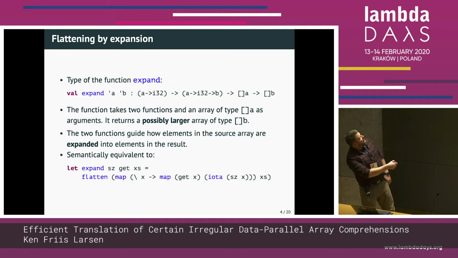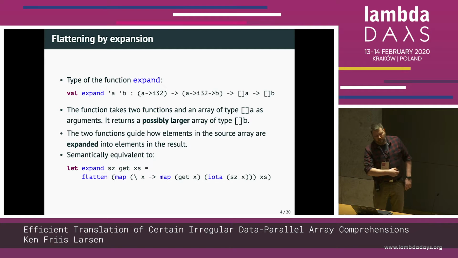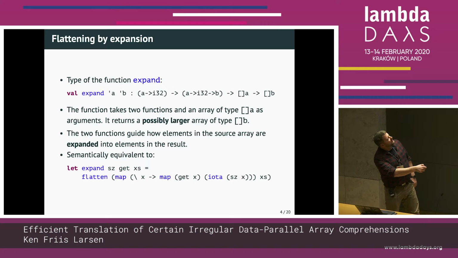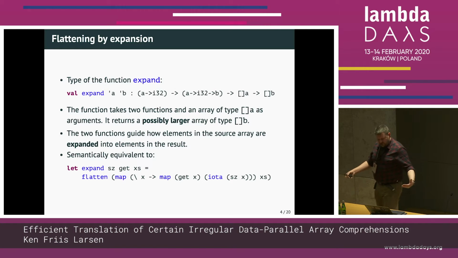So here's the type of expand, shown with all the small bells and whistles. If we just read it as an OCaml type, we can see that it's something polymorphic. It's a function that takes a polymorphic thing and gives us an integer. And then we have another function we take as argument that takes a thing and an integer, and then it gives us a b. And then it transforms an array of a's into an array of b's. So that's just the type.